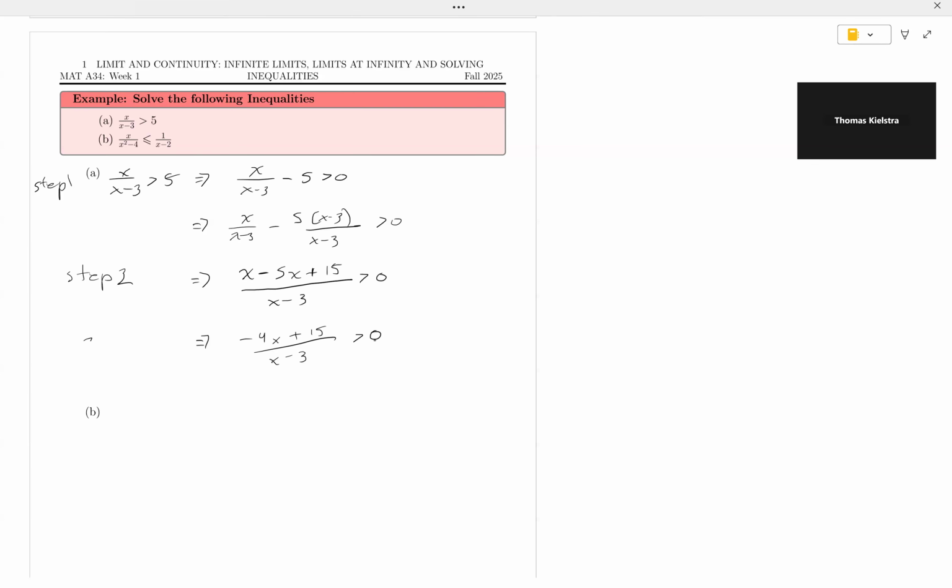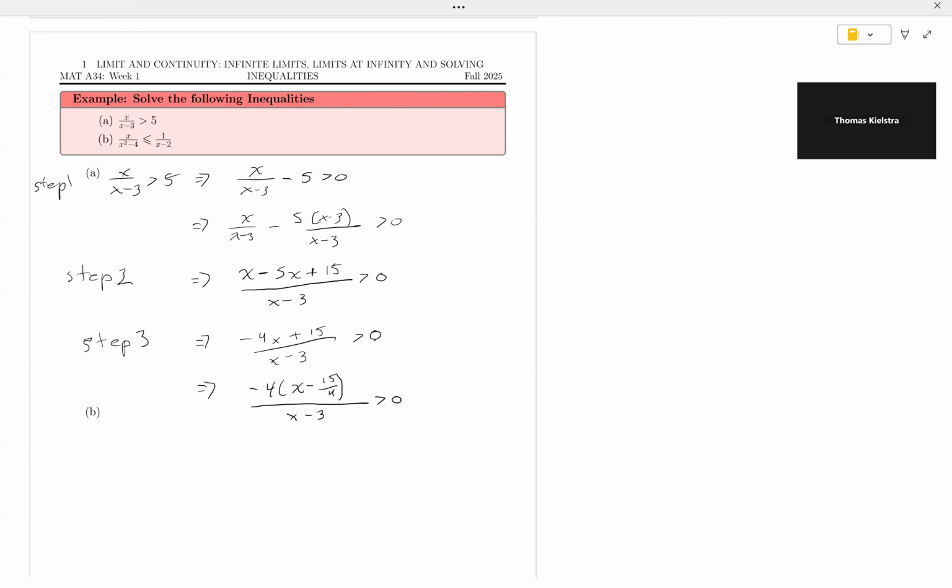I'm now looking into step 3. Some people would say that this is factored, but I would say not quite. I am not quite done factoring this. I don't like this minus 4x plus 15. I prefer to factor this to give me minus 4 times x minus 15 over 4, over x minus 3, is greater than 0. I'm just factoring out that minus 4 here. The reason I like to factor this out is because now it's easy to determine what my split points are.